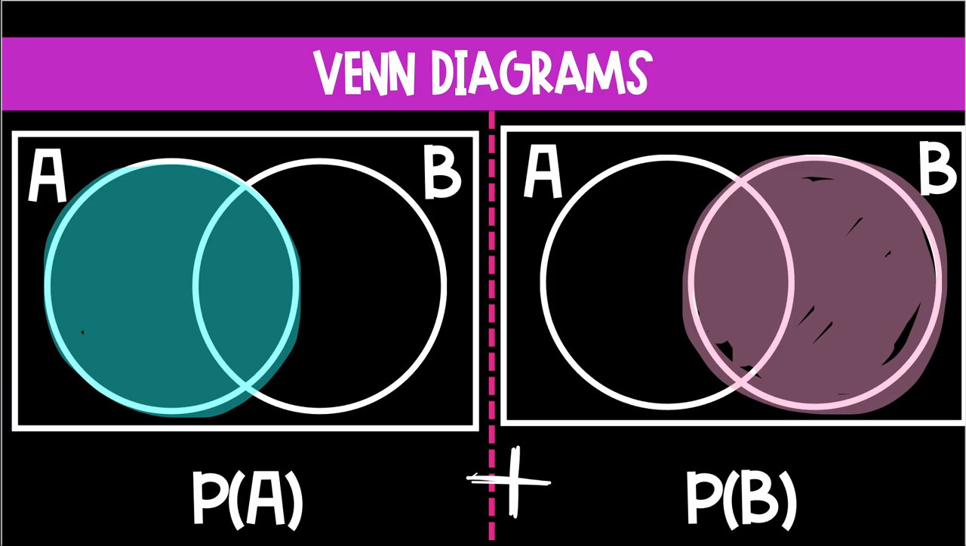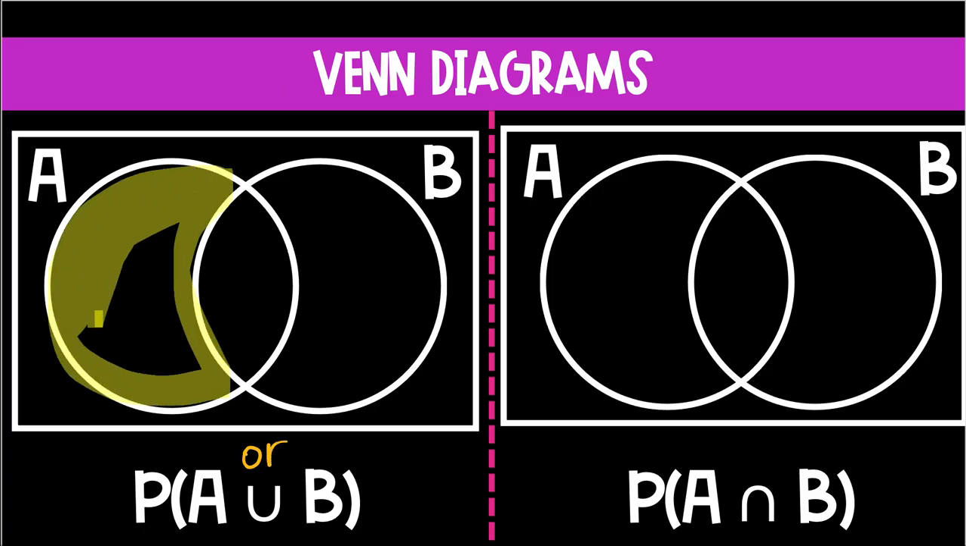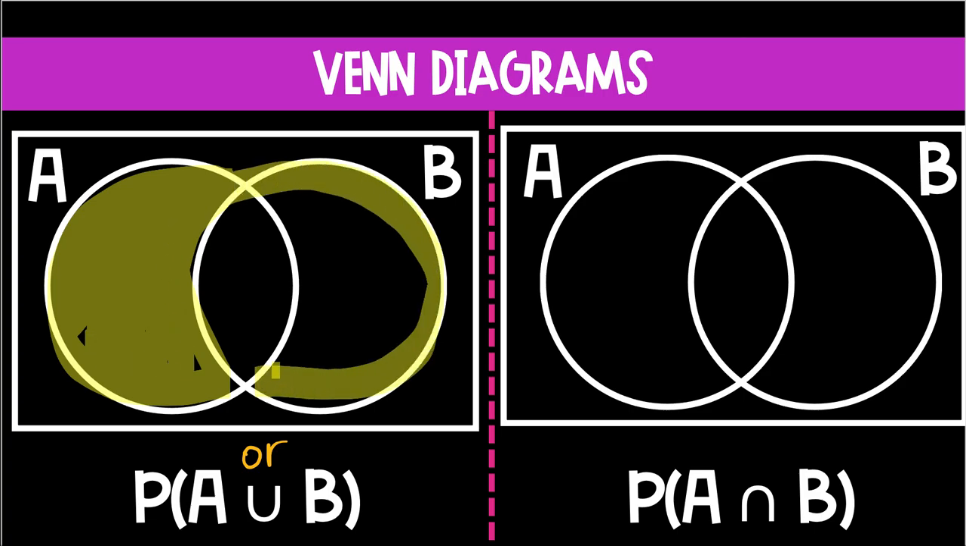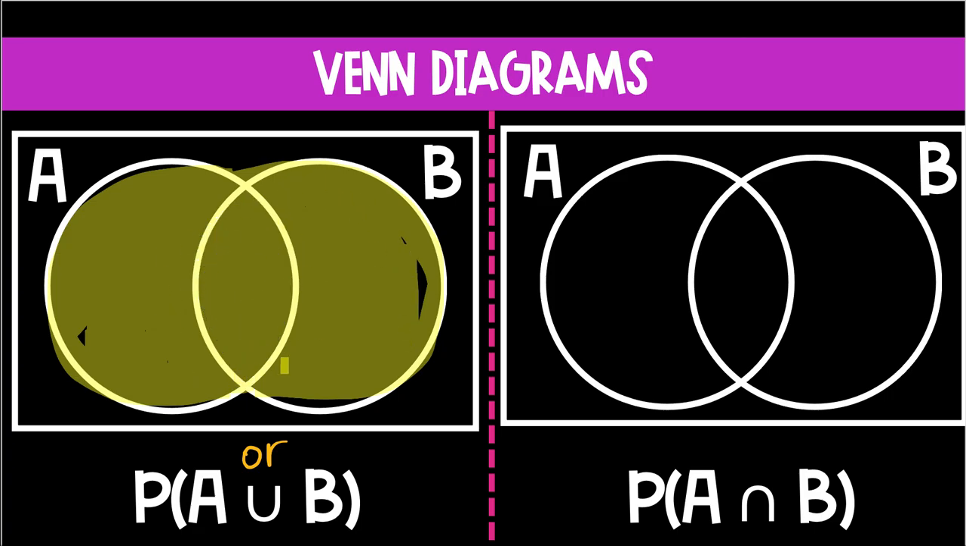Now, remember that there's a difference between or and and. If we're talking about the probability of A or B, remember the symbol union, we're talking about the probability of event A happening, let's suppose only A, the probability of event B happening, only B, and the probability of both happening at the same time. This is the probability of A or B, or the probability of A union B.